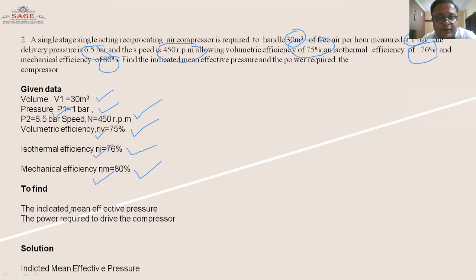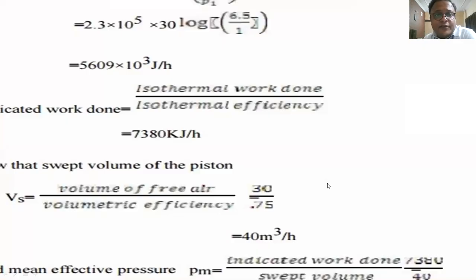What do we need to find out? First, the indicated mean effective pressure. Second, the power required to drive the compressor. You have to find two things: the indicated mean effective pressure, and the power required to drive the compressor. So we know about the formula of indicated mean effective pressure, and this comes into the picture.